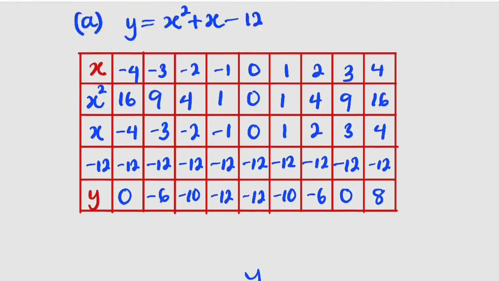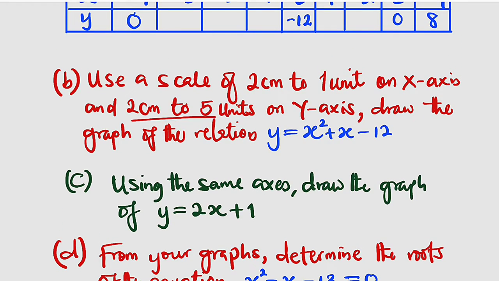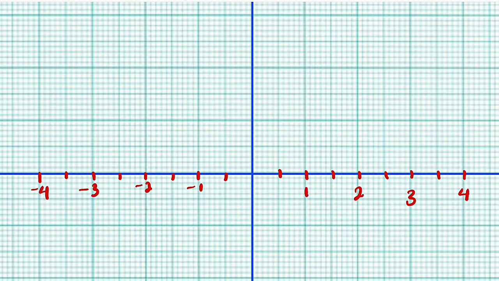All right. But they said that we should use 2 centimeters to represent 5 units on what? On y-axis. 2 centimeters to represent 5 units. 1, 2, 5 units. 1, 2 plus another 5 making 10.